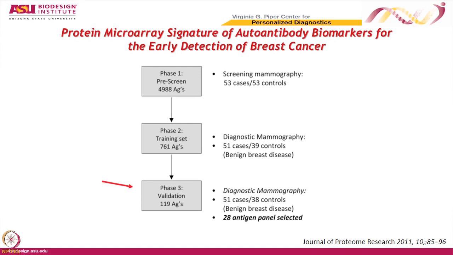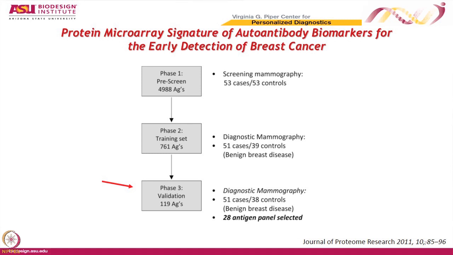And then we did a third, said these women were different from these women, and these women were different from both of these women. And this was the final validation, so 3 phases of validation. In this case, we did it blinded, so we didn't know who was what. And then we identified 28 antigens that even blinded were predictive of breast cancer.